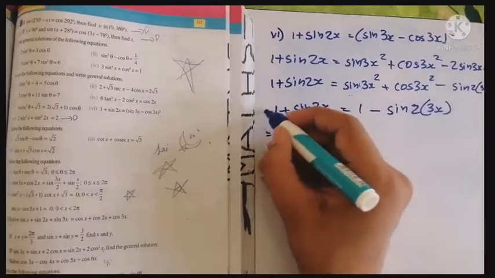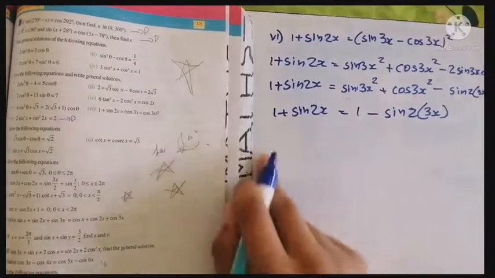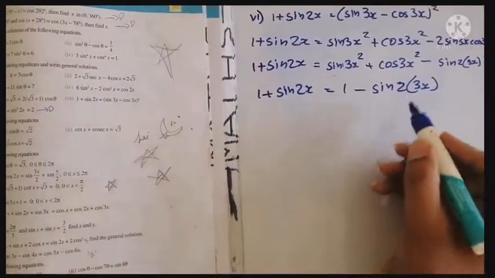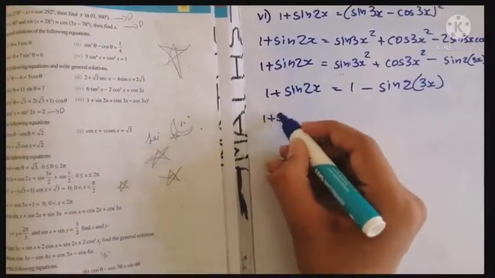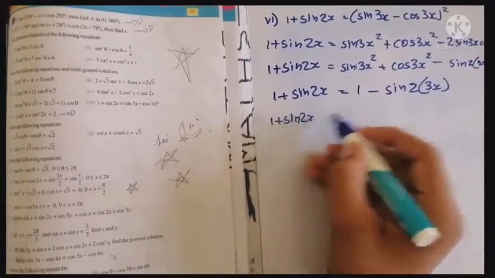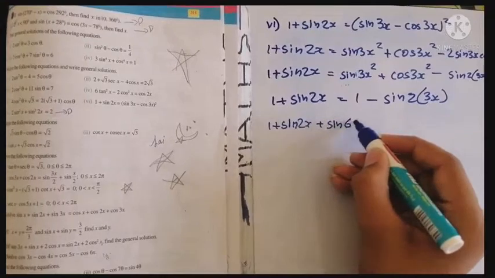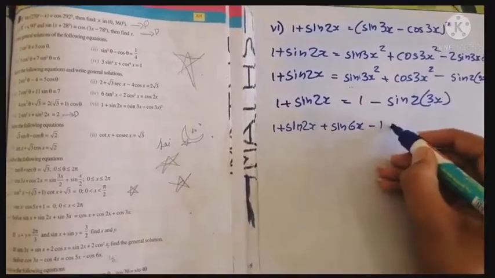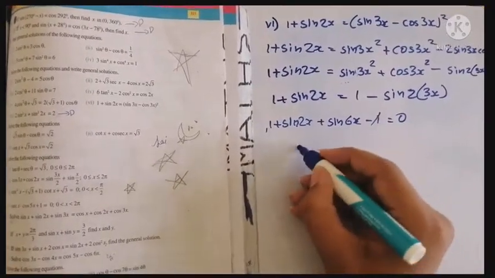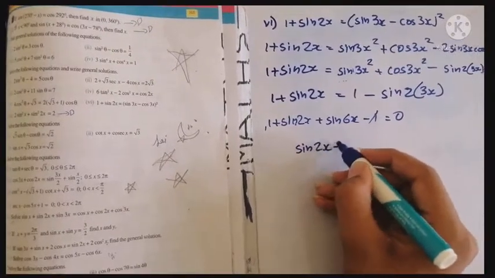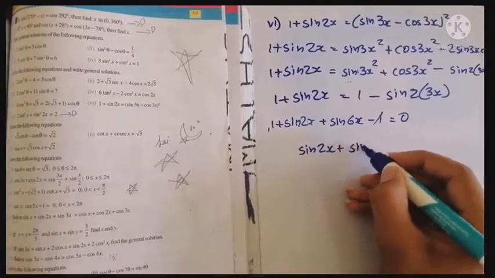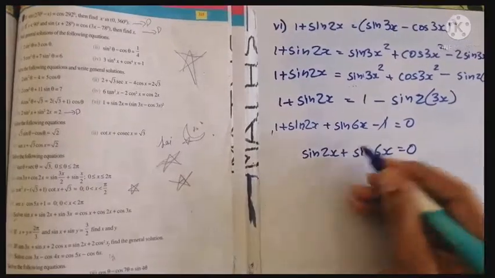So now we can write on the left hand side 1 plus sin 2x, plus sin 6x minus 1 equals 0. So minus 1 plus 1 cancels. Sin 2x plus sin 6x equals 0.